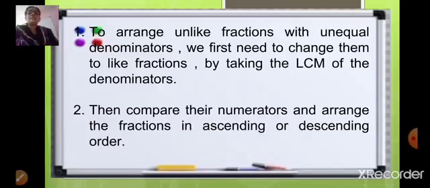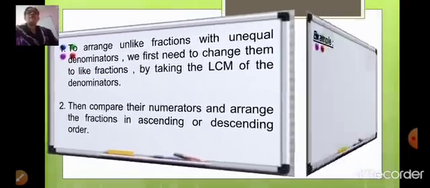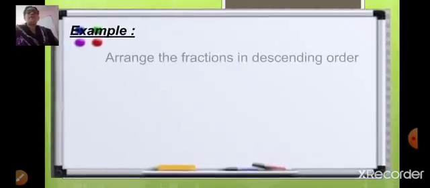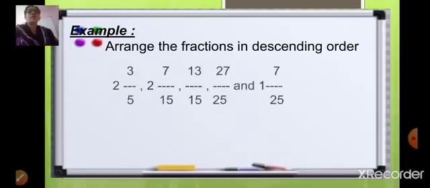Now, in the last class, we learned how to arrange unlike fractions in ascending order. So today let us learn how to arrange unlike fractions in descending order. Descending order means writing from the biggest number to the smallest number. Now let us start with an example.